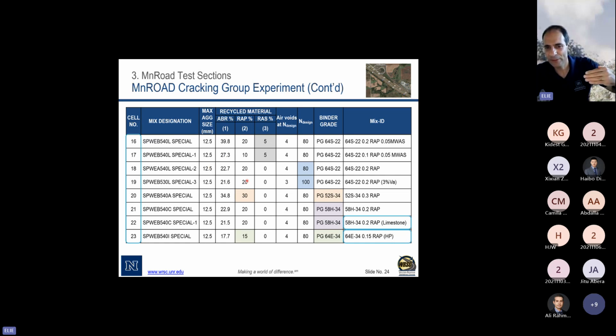Then in the next 2 mixes, there's no RAS anymore in any of the other mixes. But these mixtures maintain the 20% RAP and the same binder grade, but now we have a different N design, right? So selecting your asphalt binder content at a different N design, different air void levels. And then cell number 20 is bumping up the RAP to 30% and softening the binder, going from a 64-22 to a 52-34.